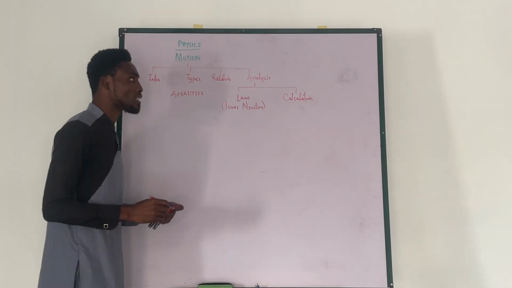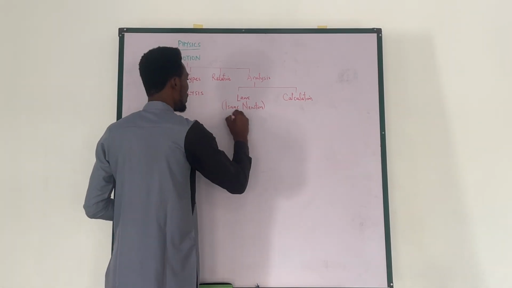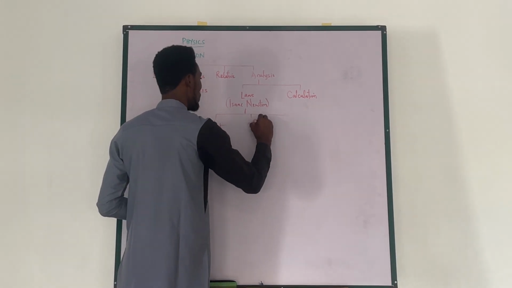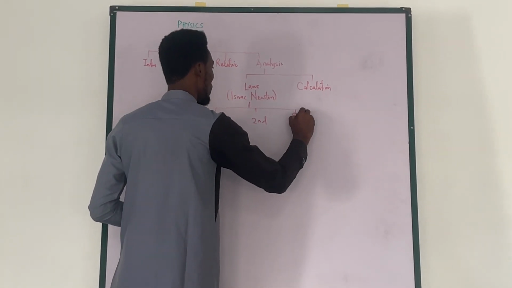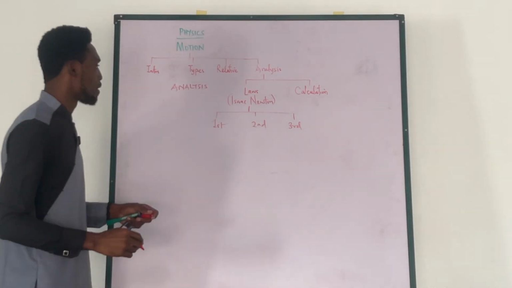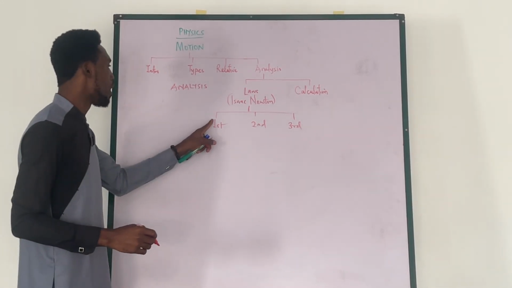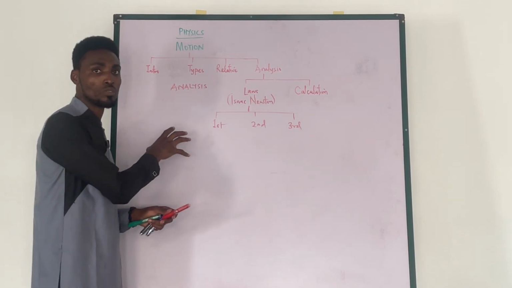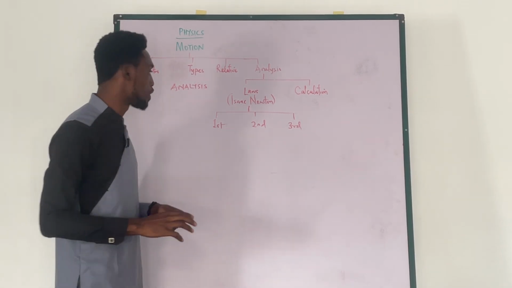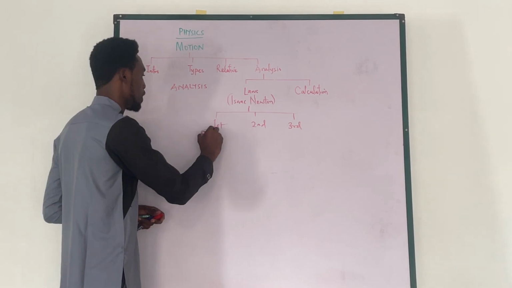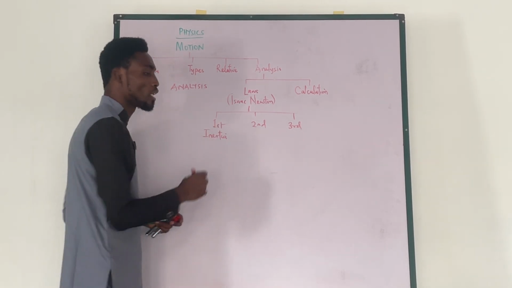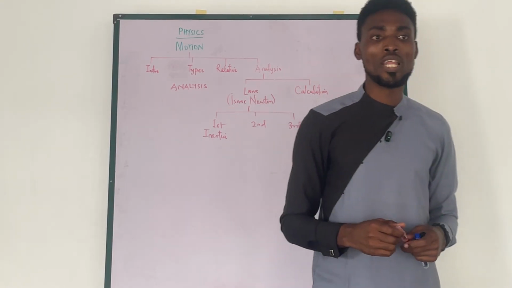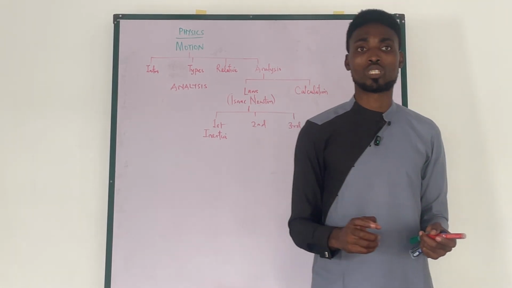I'm trying to keep this simple because we have three laws: first, second, third. They're all important in motion, but I'll keep it very simple. The first and second are the most important in what we are dealing with here. The first law of motion is called the law of inertia. This law states that a body will remain in a state of rest or uniform motion unless it is acted upon by an external force.